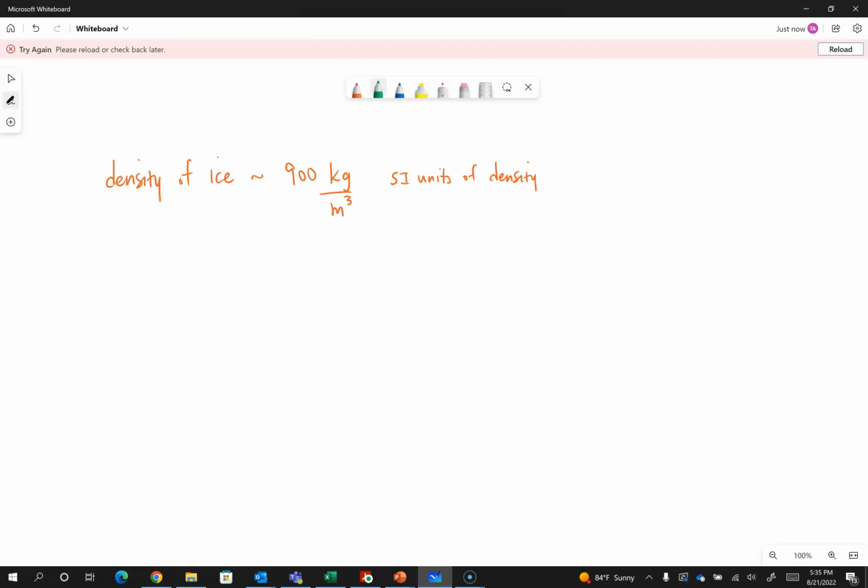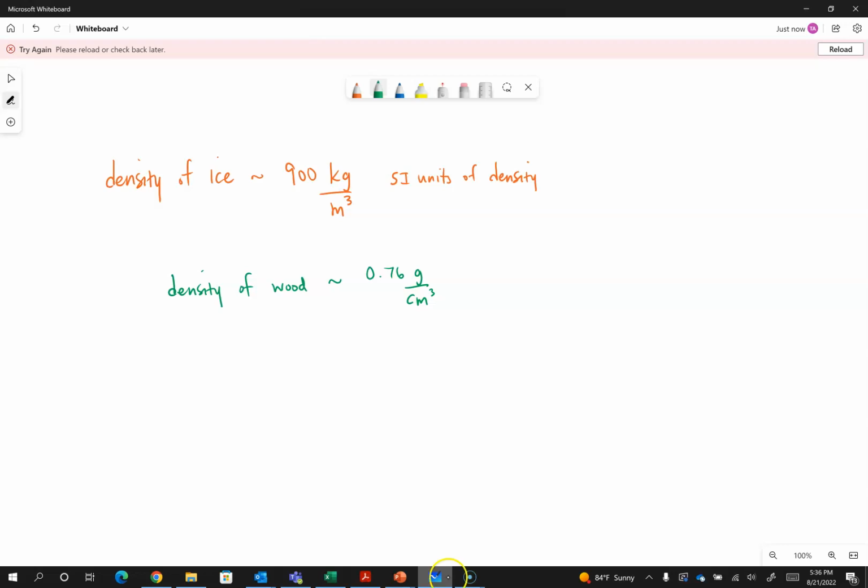But let's say we have some wood, and the density of this wood is 0.76 grams per cubic centimeter. We don't have SI units here because mass in grams, that's not SI units. We can certainly get to kilograms, of course. And then centimeters is not an SI unit. We need meters to be our SI units. And so we need to convert these.